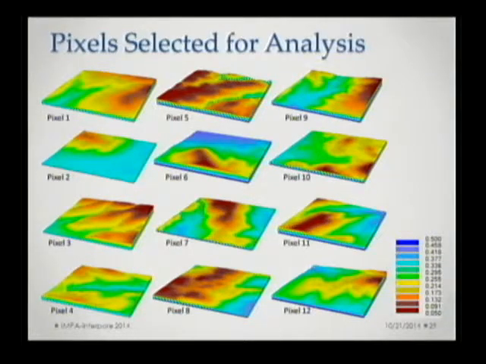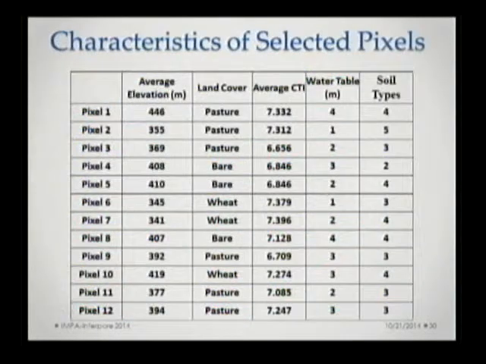So you can see the different topographies. You have different patterns of topography. You have some which are monotonically just reducing or rising, and you have some which have multimodal topographies. So the highest elevation was at 446 meters, and the lowest was about 100 meters lower. So you have a good relief in the topography. The different kinds of land cover, some were pastures, some were wheat, which is agriculture, so the land management practice is different, and some were bare soil.